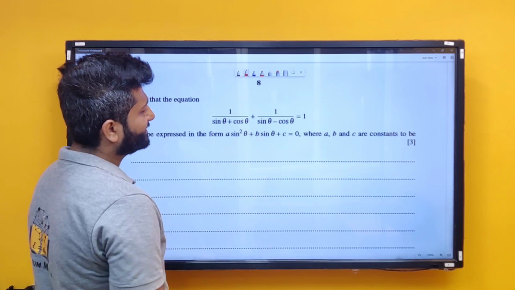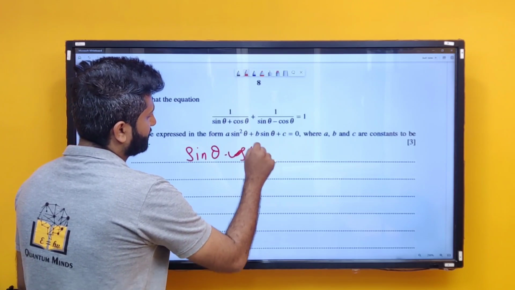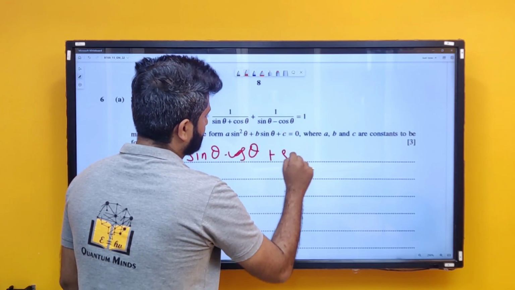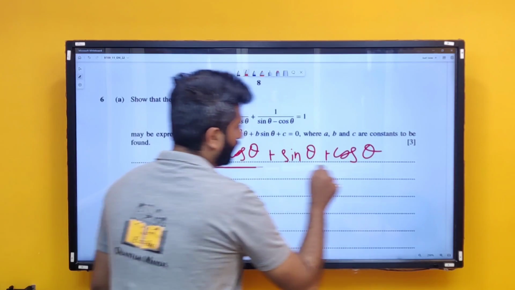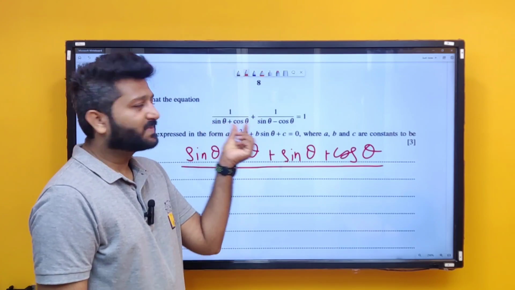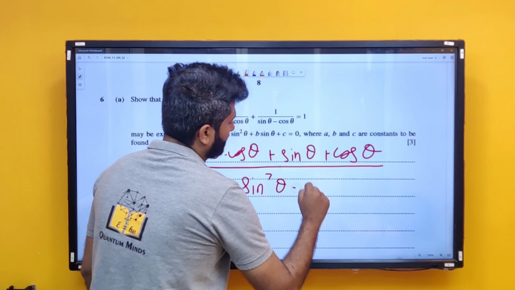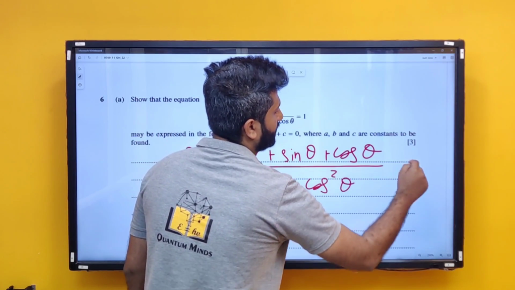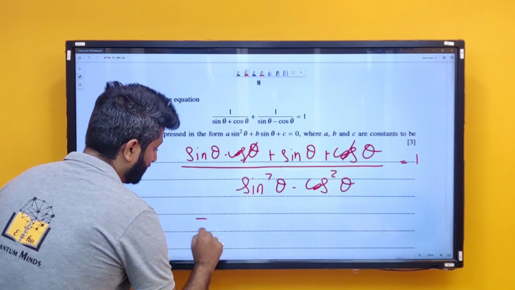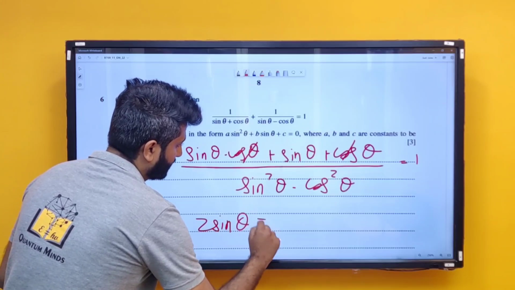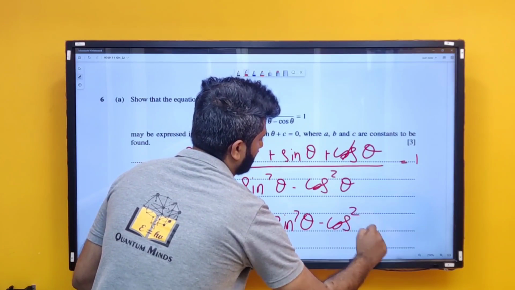So let me just cross multiply this equation. So we have sine theta minus cos theta plus sine theta plus cos theta upon, this is a plus b, a minus b. So this is going to be sine square theta minus cos square theta equals to 1. So I think cos and cos will get cancelled. So you have 2 sine theta equals to sine square theta minus cos square theta.